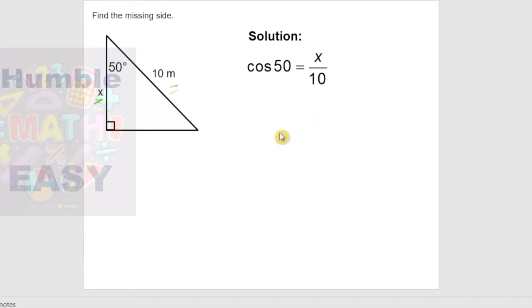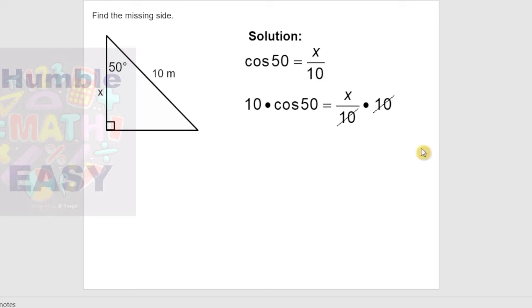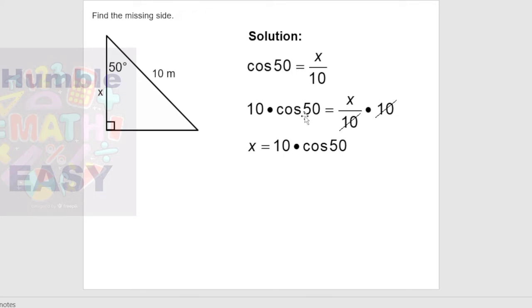After which we're going to multiply both sides by 10 for us to be able to get the value of x. And then we have here 10 times cosine 50 is equal to x over 10 times 10. And we could now cancel the denominator 10 in the x over 10. So we now have 10 times cosine 50. And we could say further that x now is equal to 10 times cosine 50.